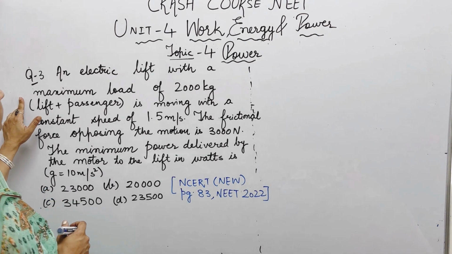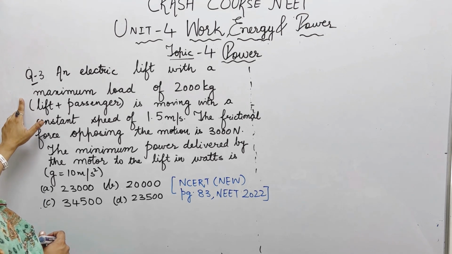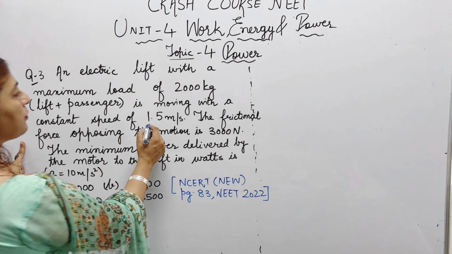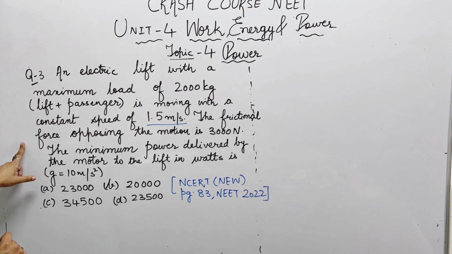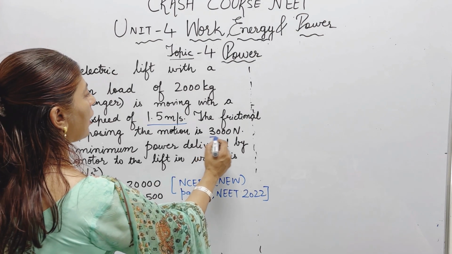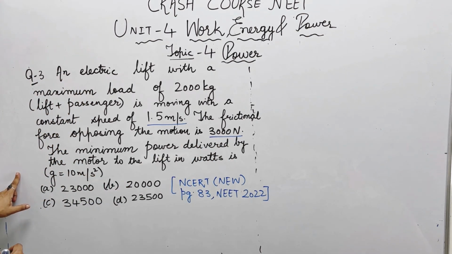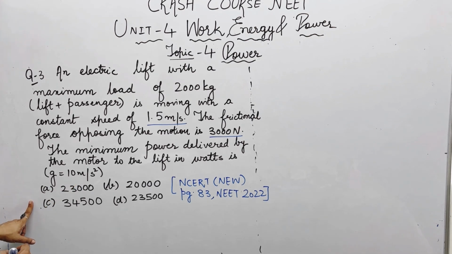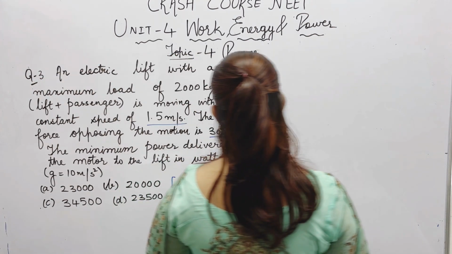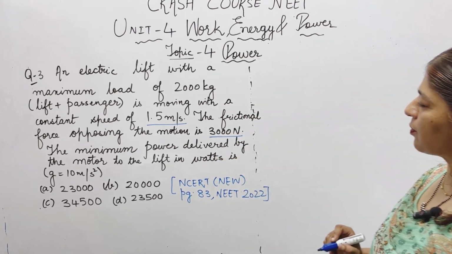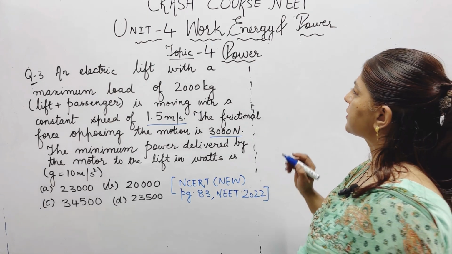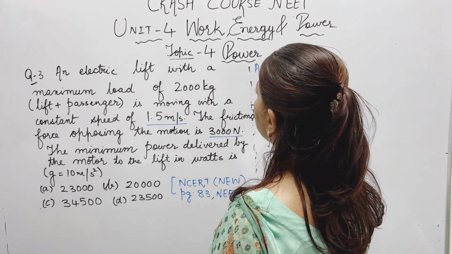Now question number third: an electric lift with a maximum load of 2000, that is lift plus passenger, is moving with a constant speed of 1.5 meter per second. The frictional force opposing the motion is 3000 Newton. The minimum power delivered by the motor to the lift in watts, you have to take G equal to 10 meter per second square. And these 4 options have been given to us. This question has come in NEET 2022, and this is on the page number 83 of new NCERT. So to find it out, let us first see whatever the things have been given.